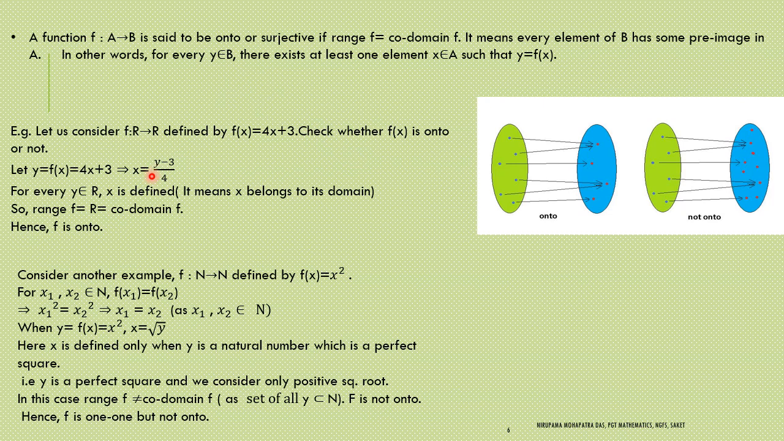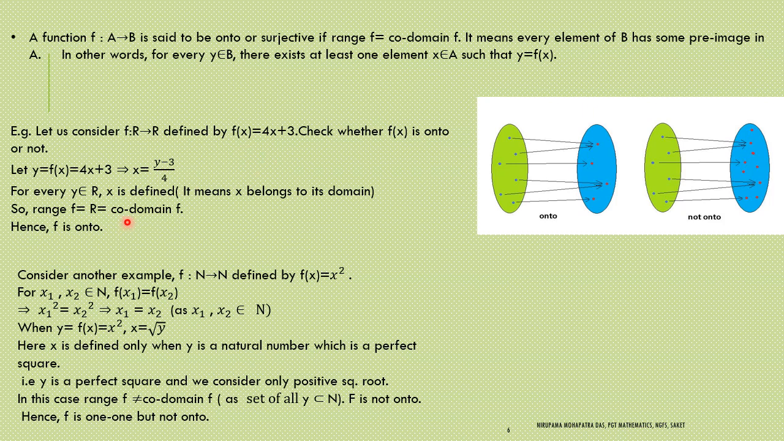Now the codomain is already given in the question. It means we have to find the range of the function. So whenever you have to prove a function is onto, first and foremost thing is you have to find the range of the function. Okay, in case range equal to codomain, the function will be onto. In case the range is a proper subset of the codomain, the function cannot be onto.